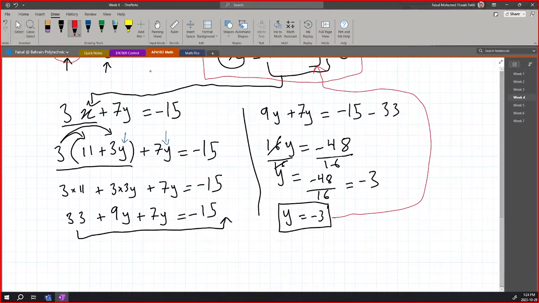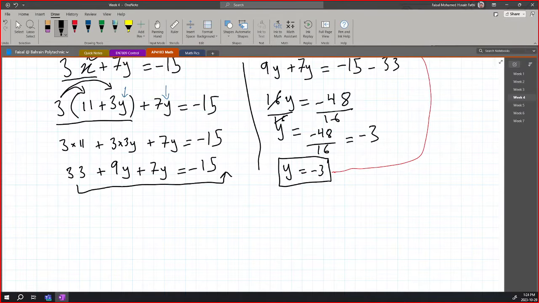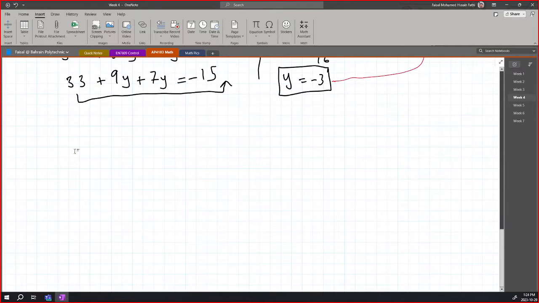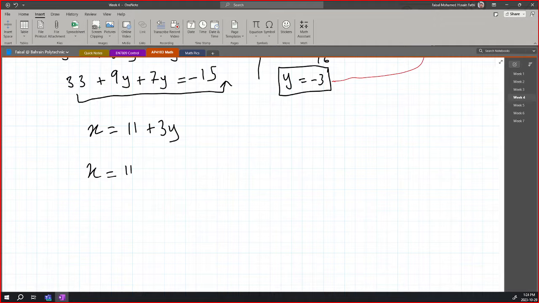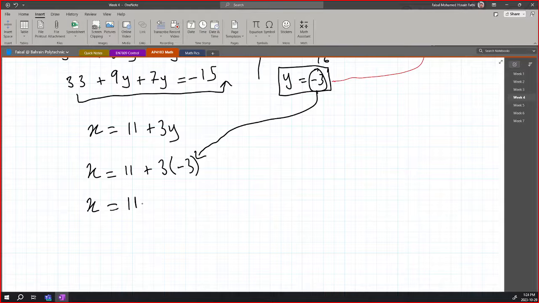So by doing that, I'm just going to rewrite the equation down here. It is x is equal to 11 plus 3y. So x is equal to 11 plus 3 into minus 3, which is this minus 3. We just plugged it into the y. Okay? And then we solve for this equation. x is equal to 11 minus 3 plus times minus becomes negative, and then 3 times 3 is 9. So x is equal to 2. Is that okay for everyone? So now we found x is equal to 2, and y is equal to minus 3.